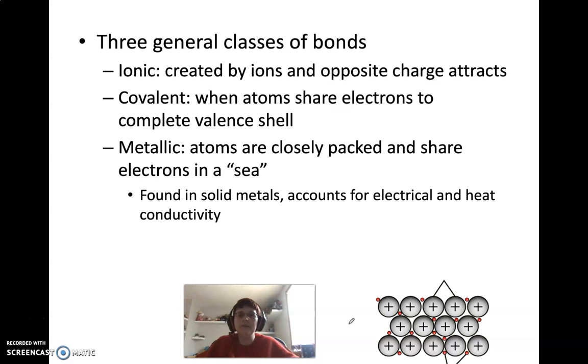That creates the metallic bond. Metallic bonds are found in solid metals, and they account for the electrical and heat conductivity we saw. It's because of these loose electrons wandering around, shared by the atoms, which can be knocked around to conduct electrical current and heat. That's why you don't see that with nonmetals but you do with metals, because metals have this sea of electrons surrounding them to create the metallic bond.